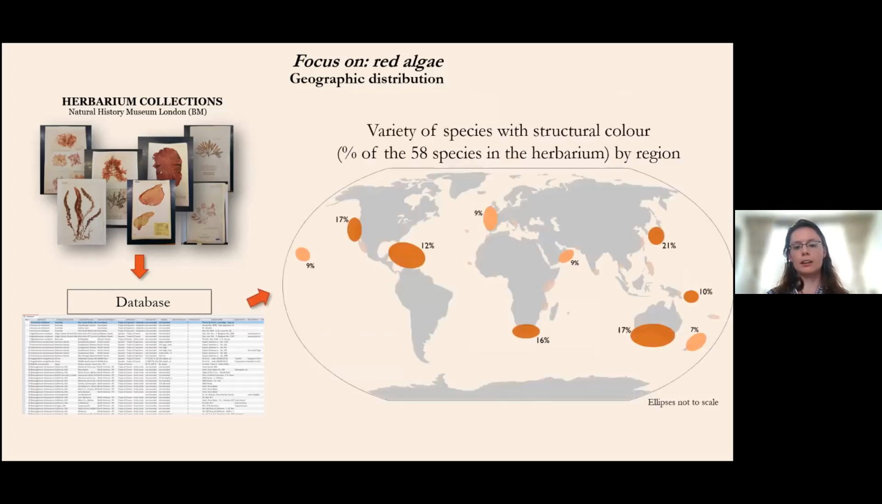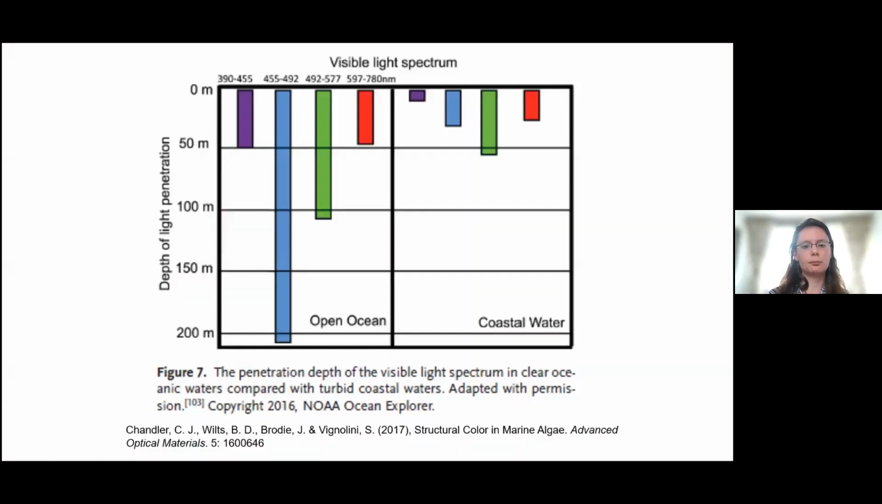And once they're transposed onto a map, it looks like there is quite a concentration of structurally colored red species in areas where sunlight is quite intense for long periods of time, even though this needs to be more extensively studied to better assess the impact of sampling bias when working with collections.